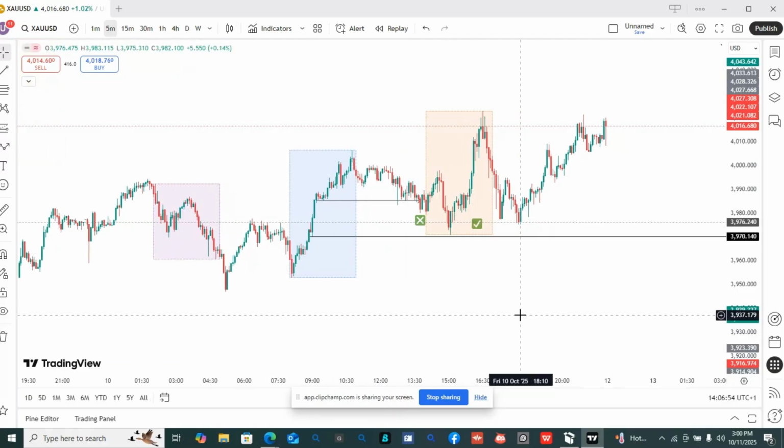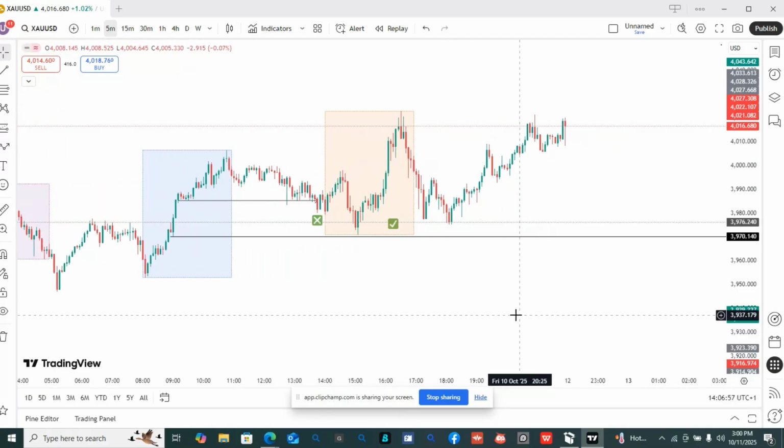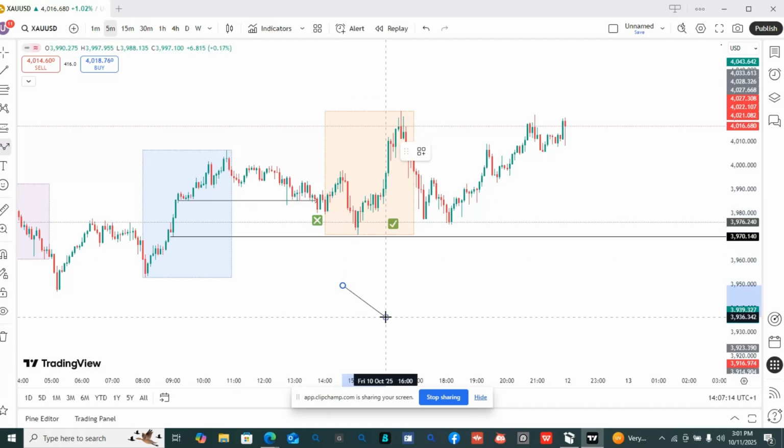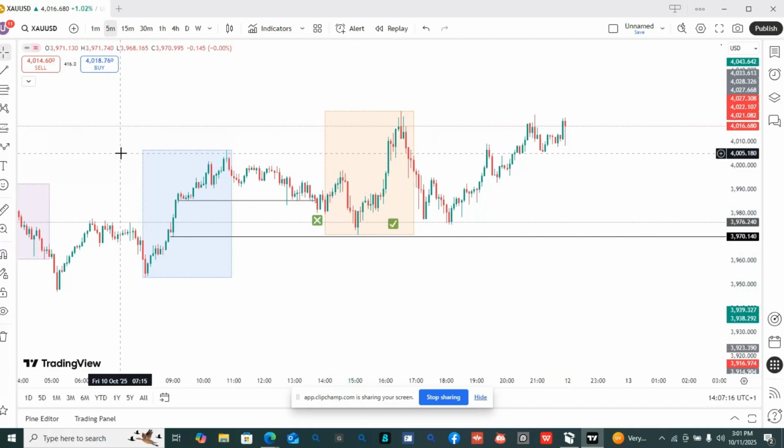Let me zoom out. Let me zoom in so that you see it. Look, after taking it out and giving a bullish engulf candle, you see this green candle, there's a bullish engulf candle here. I waited and it went up and came down again and gave another bullish engulf candle. I took a buy here.